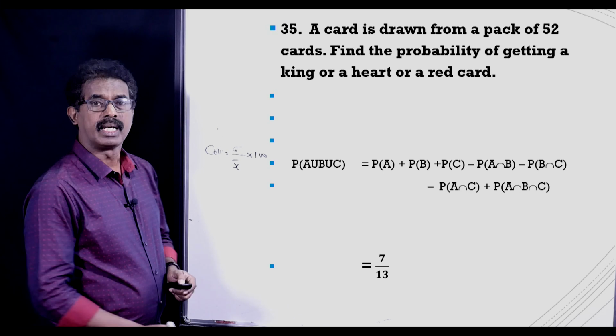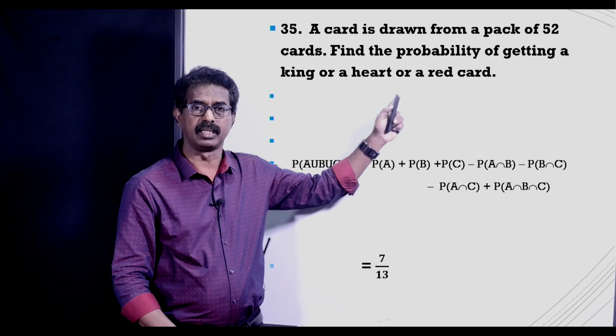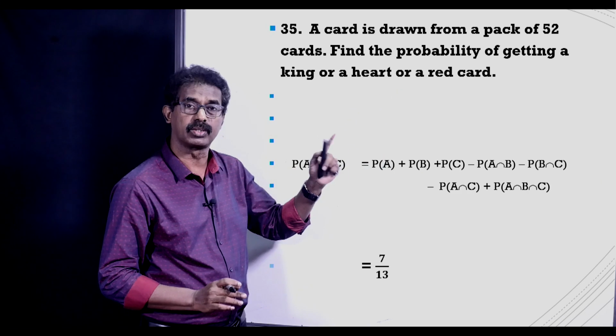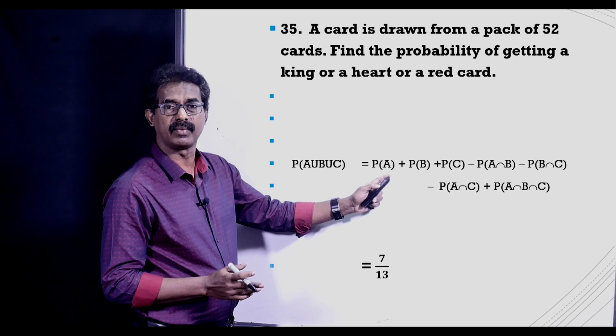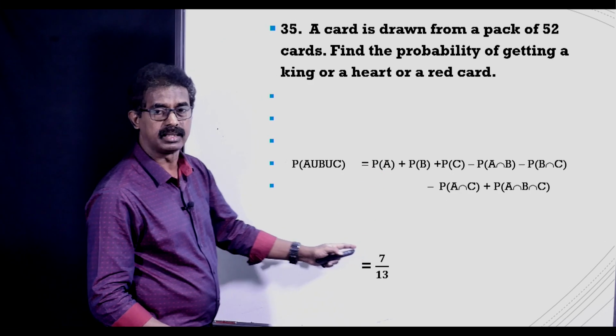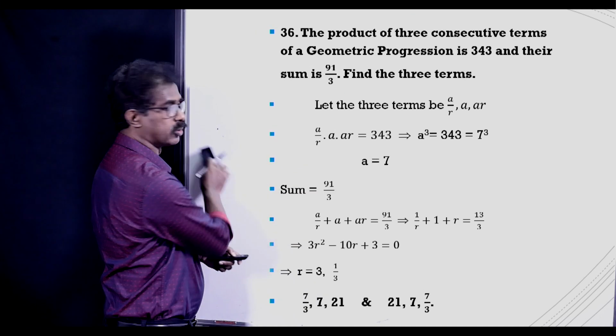Next, question number 35. A similar question, the same question we did in the previous question paper. So similar ones, I don't want to elaborate on that. This is the formula we have to use, and the answer you are getting is 7/13. It's a very simple question.